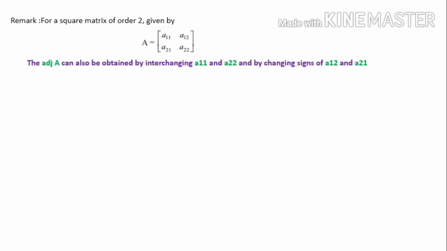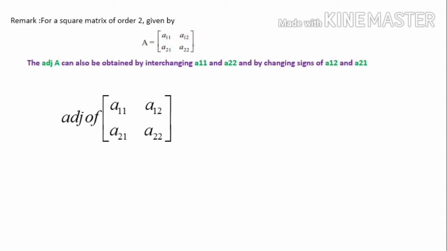Means first of all we have to interchange A11 and A22, the first diagonal elements. Next step, we have to change the sign of the other diagonal elements. Once again, first we have to interchange the first diagonal, that is A11, A22. Next we have to change the signs of the second diagonal, that is A12 and A21.